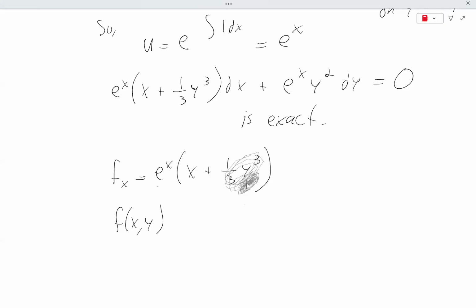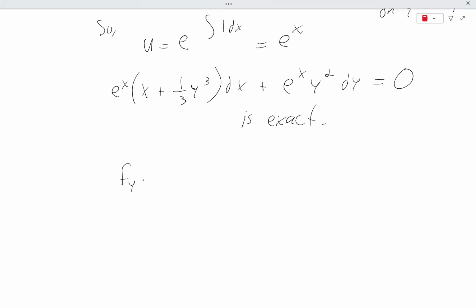So what you can do as an alternative is go to the other one first, because this one's not nice. Start with the other one first. So f sub y is equal to what? That's e to the x. So one may be easier than the other. You start with this one over here.